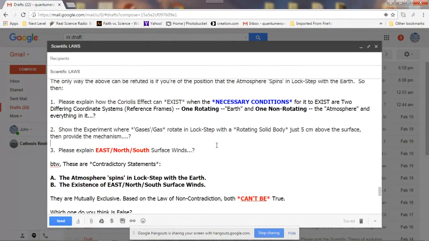If the atmosphere, think about it now. The Earth is spinning from west to east, and the atmosphere is spinning with the Earth. So the only winds that can exist in that situation are west winds. Yeah. Because if you have east, north, and south surface winds, that means the atmosphere is not spinning with the Earth, and it's not.